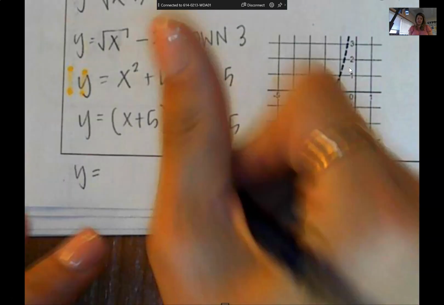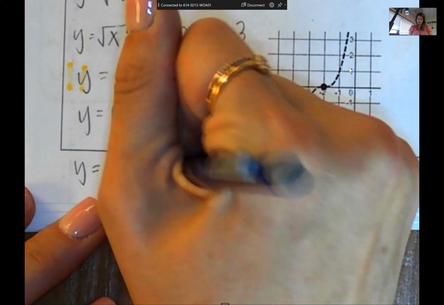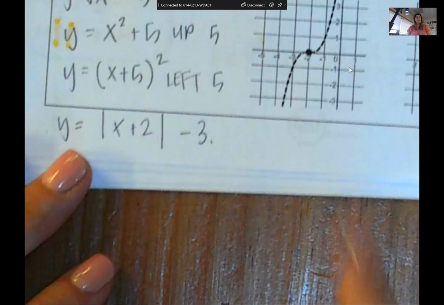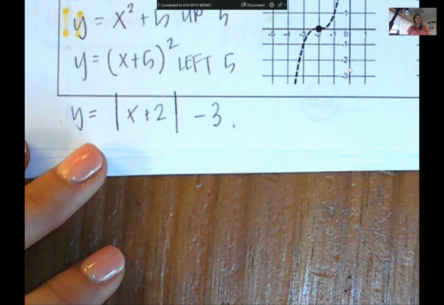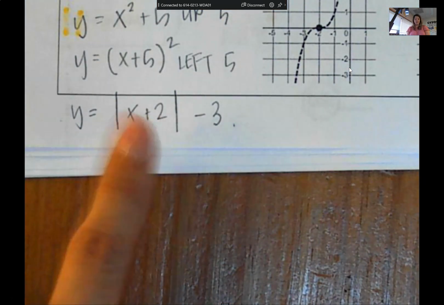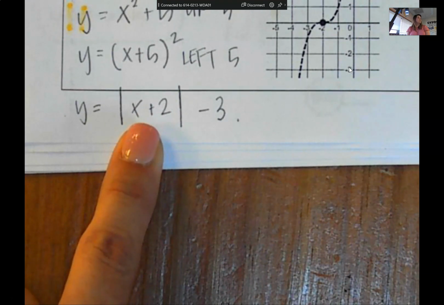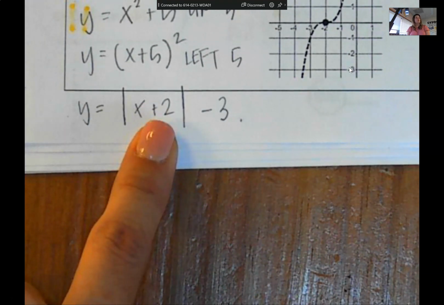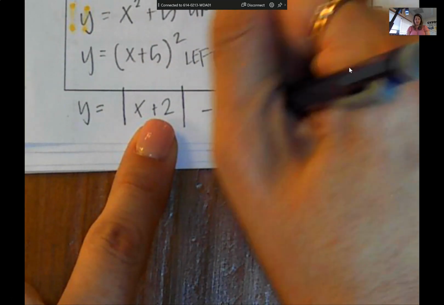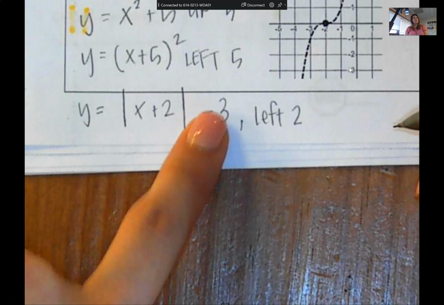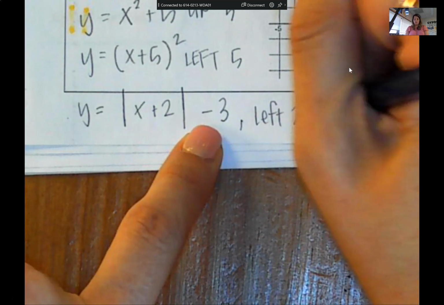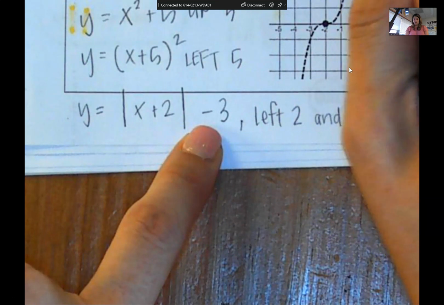So this guy is an absolute value where he has one trapped and one not trapped. So this is left or right. Which direction did we go? Did we go left 2 or right 2? Left. So this matches a left 2. And now this, because it's not trapped, would be a down 3.